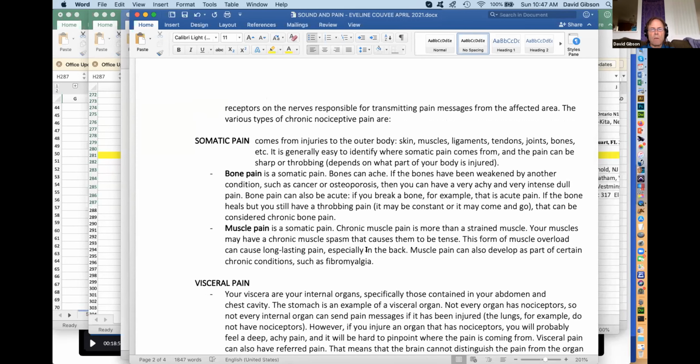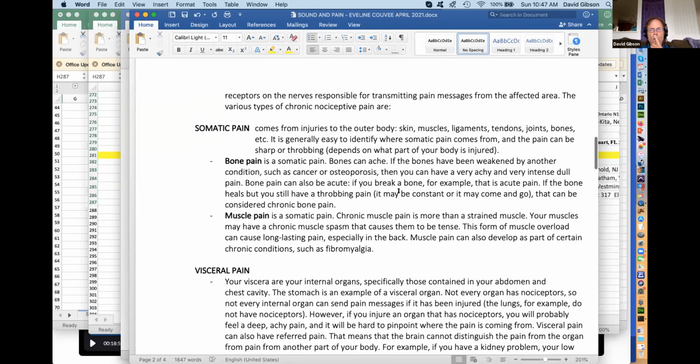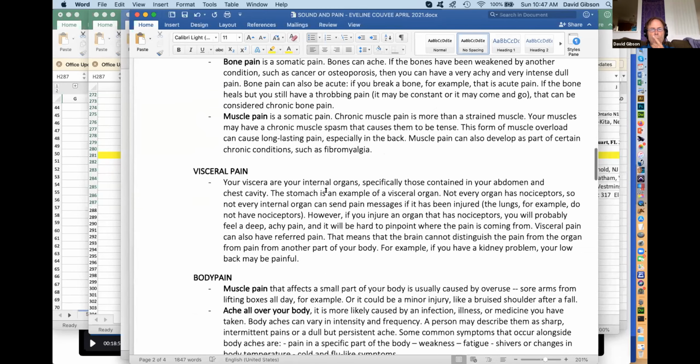Your muscles may have, so these are more chronic issues, right? There's visceral pain, which is in the internal organs, but it's really hard to tell which organ it is. Sometimes there's referred pain. Like you have kidney pain, but your back hurts. So it's hard to pin those down, but we can still address it with frequencies, right?